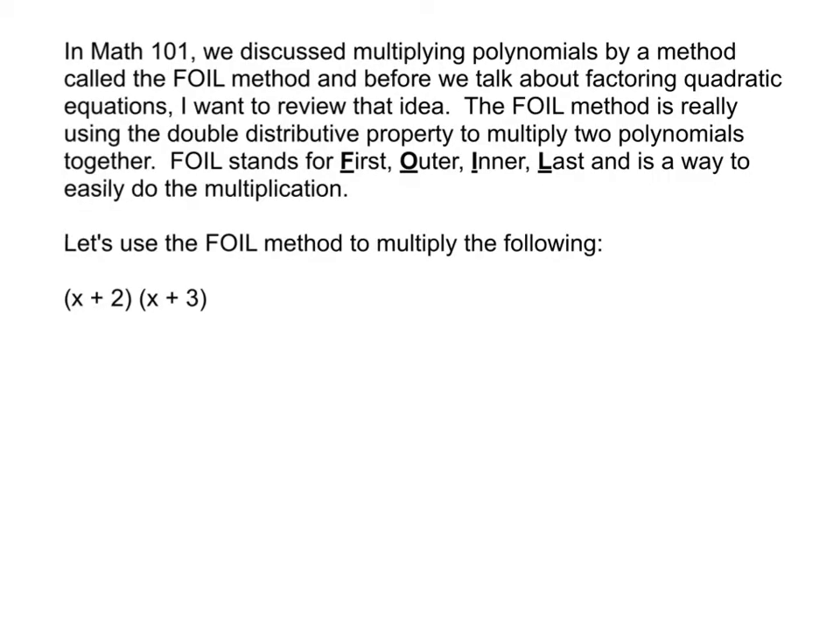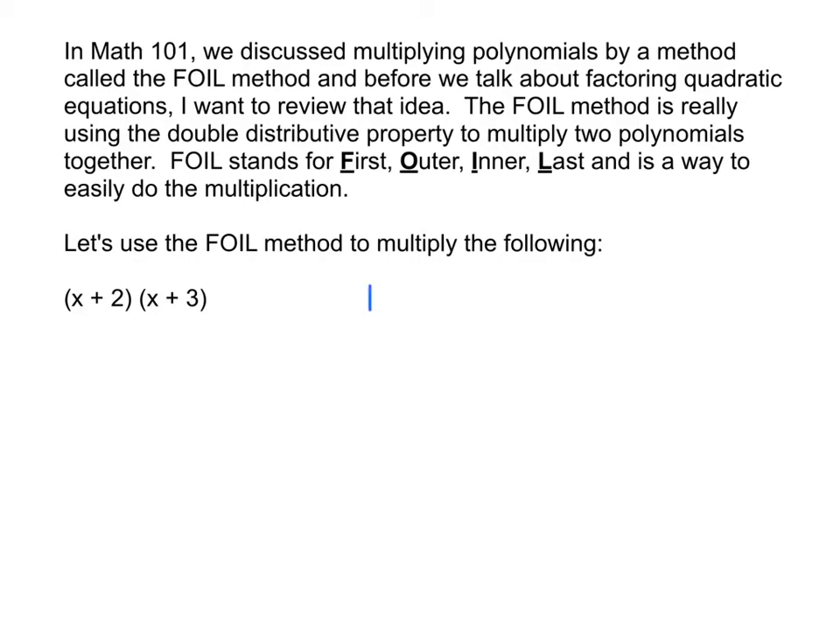In Math 101, we discussed multiplying polynomials by a method called the FOIL method. And before we talk about factoring quadratic equations, I want to review that idea. The FOIL method is really using the double distributive property to multiply two polynomials together. FOIL stands for first, outer, inner, last, and is a way to easily do the multiplication. Let's use the FOIL method to multiply the following: x plus 2 in parentheses times x plus 3 in parentheses.